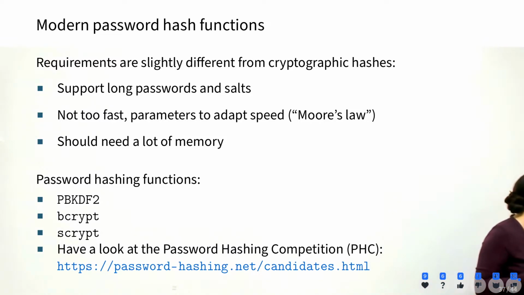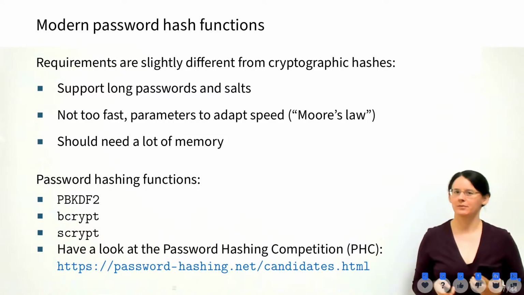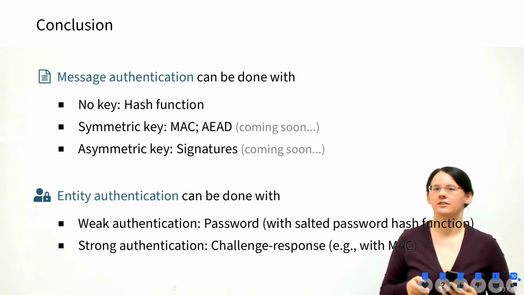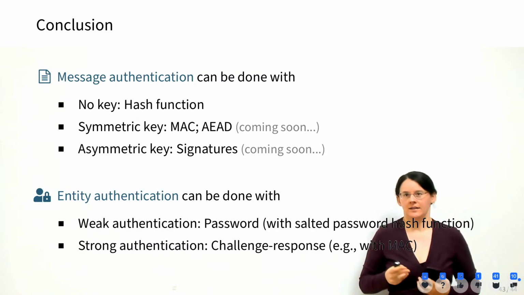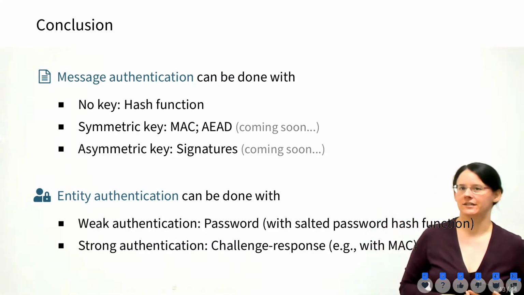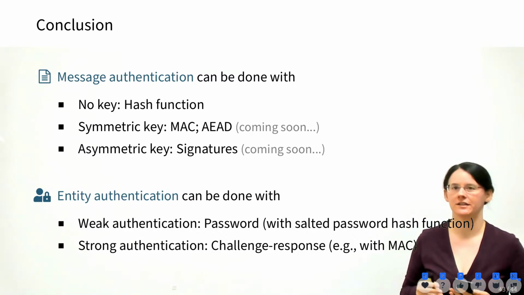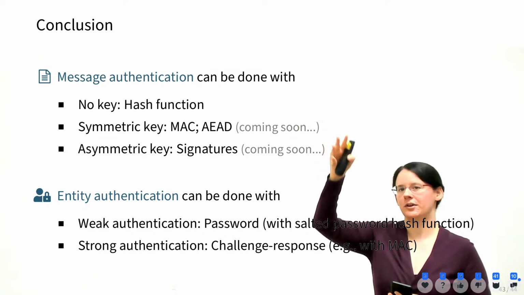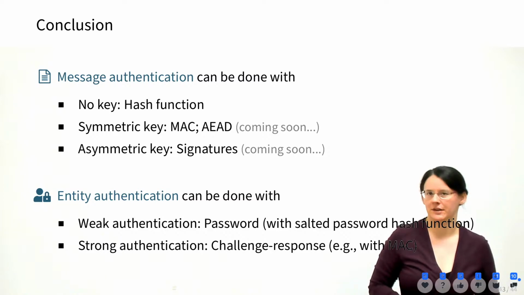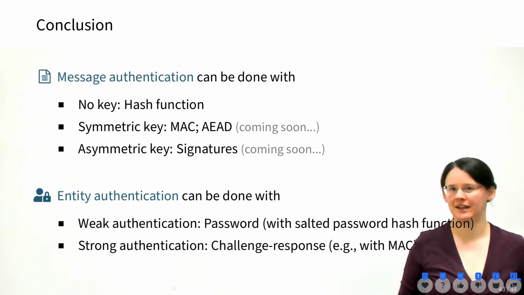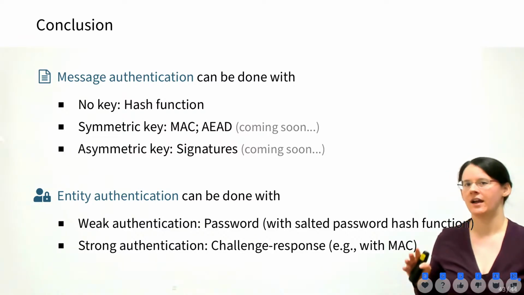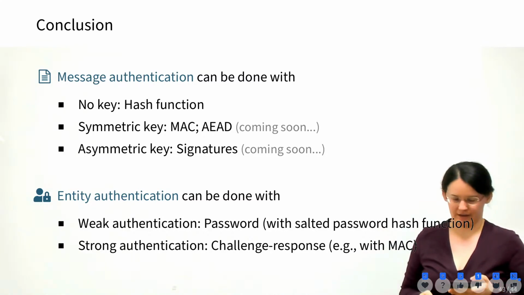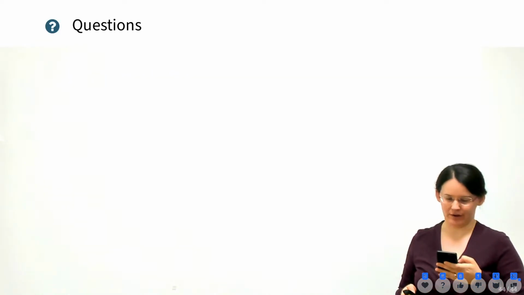I would have planned a few more slides on message authentication codes, but we simply have to move that to next week. It's just a few slides. Let's jump ahead to the conclusion for today. We looked a lot at message and entity authentication. For message authentication, we saw that it can be done without a key. In the next weeks, we are going to look at how to do it with a symmetric or an asymmetric key. We also talked about entity authentication, so weak and strong authentication, and saw that these are useful building blocks for these protocols.